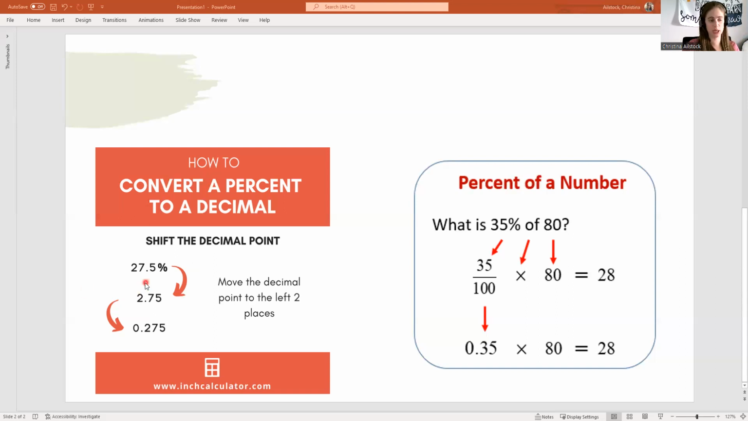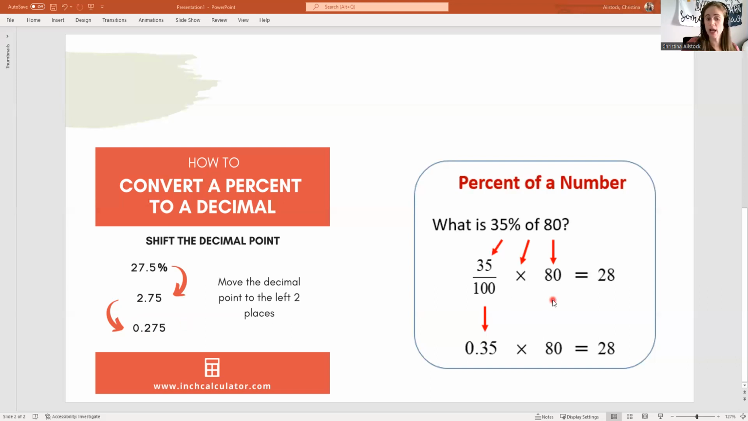So in this example here, 27 and 5/10%. If we move that decimal point two places to the left, here we have 0 and 275 thousandths. That would be that same number, just written as a true decimal.